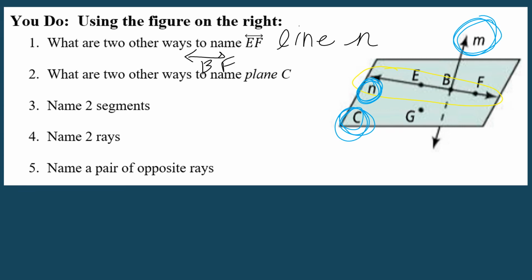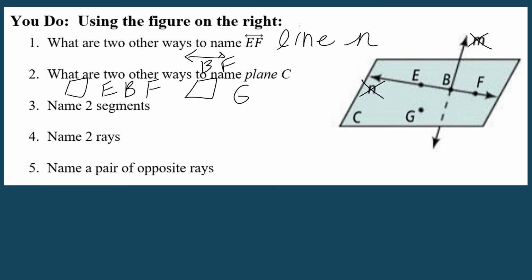What are 2 other ways to name plane C? I'll erase this stuff here. Plane C is the whole entire parallelogram as a whole. So the only letters that you cannot use are these 2 here, okay? You can use any of the other ones. So you can use notation and say plane EBF, plane GFE. You can use any of those letters that you want. And obviously C you can't use, because that is what the plane is called, plane C.